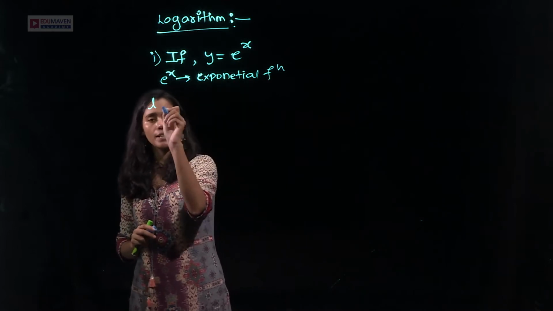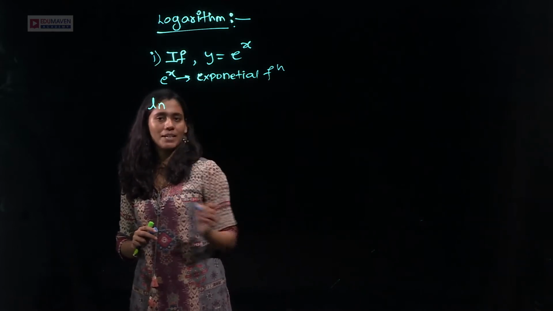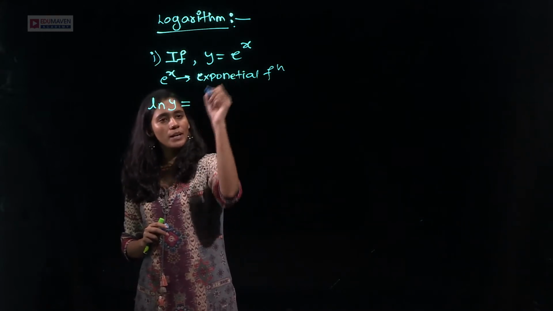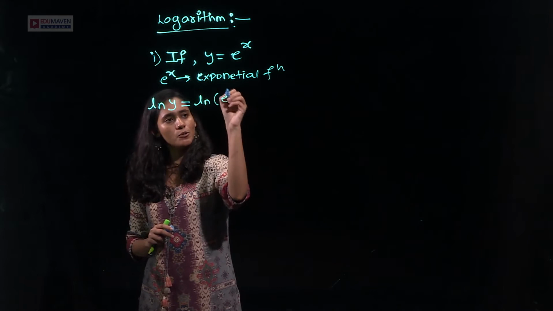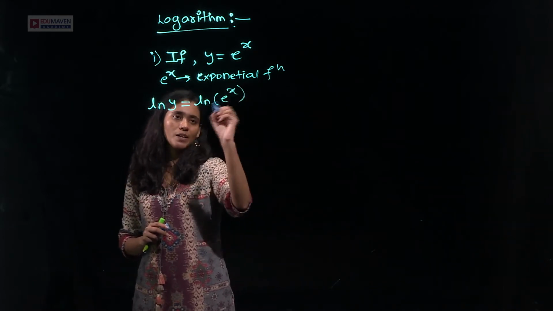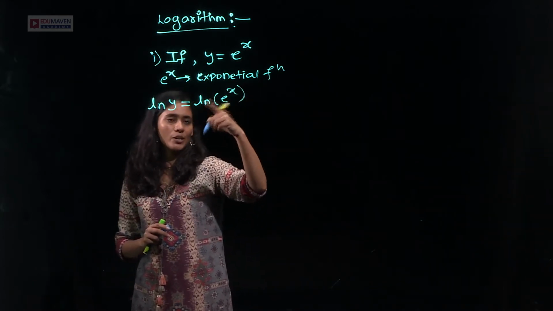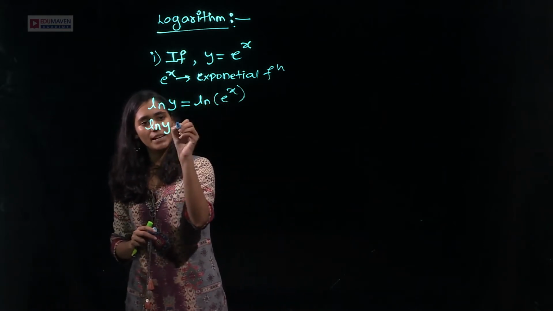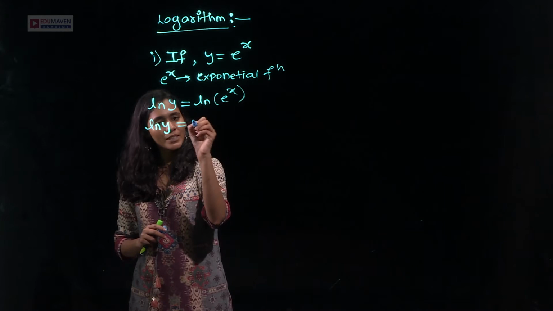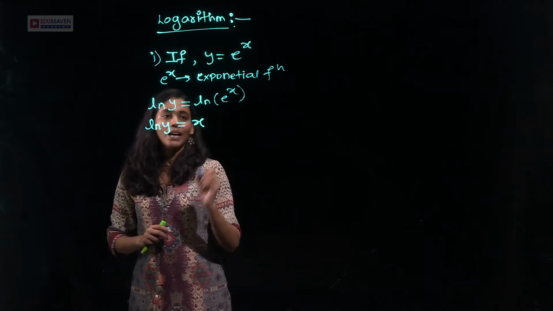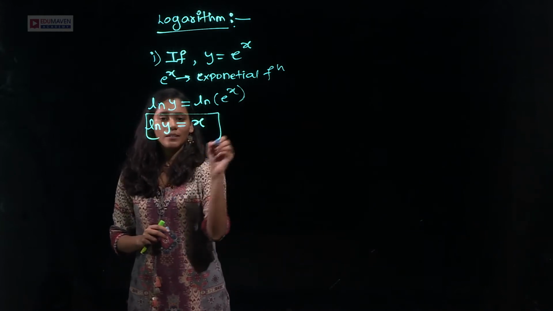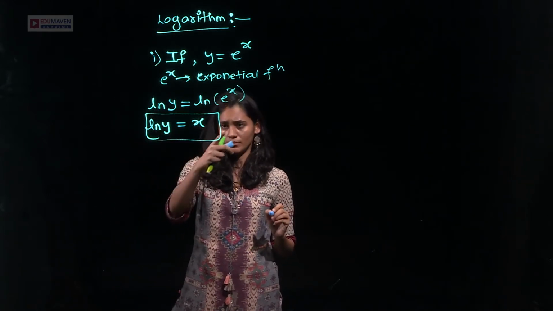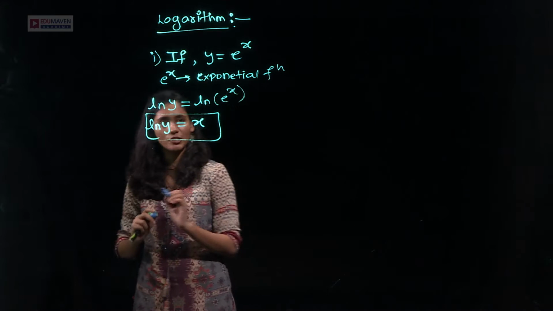So here we are taking log, which can be written as ln y is equal to ln of e raised to x. So then the exponential and logarithmic functions will cancel out, and finally we will get simply just x. This is the conversion of the exponential into the logarithmic function.